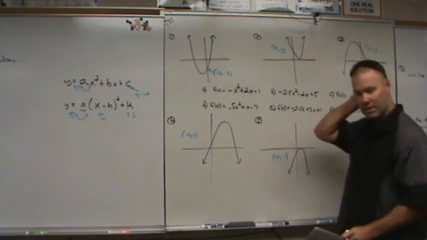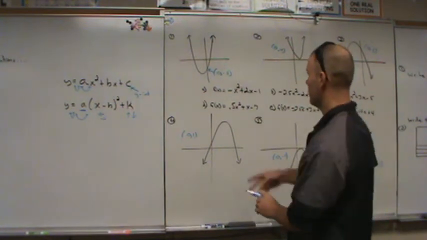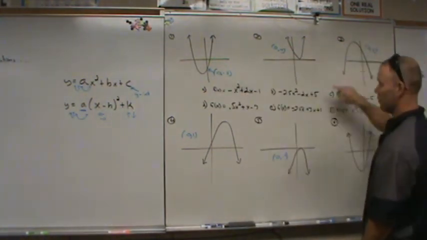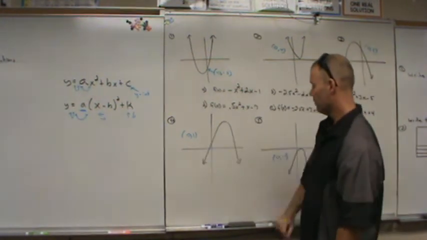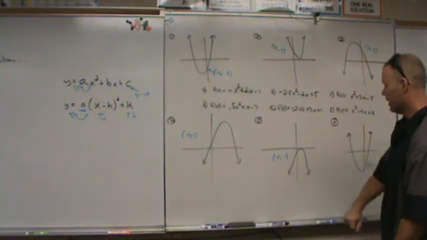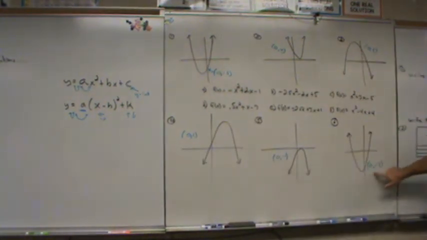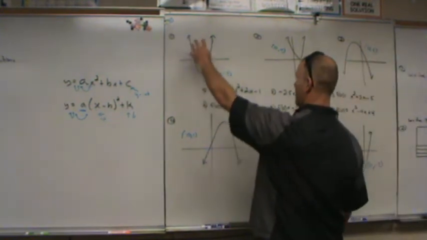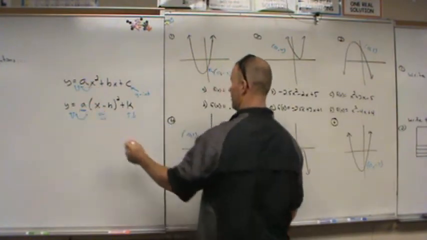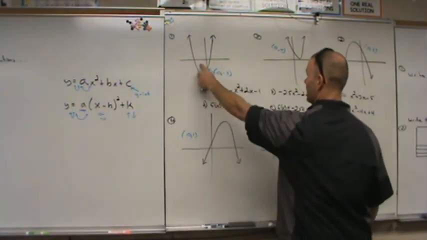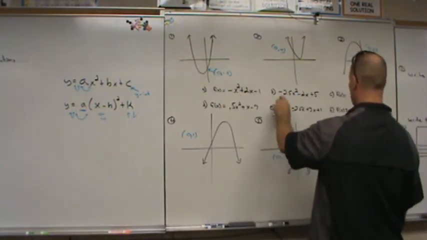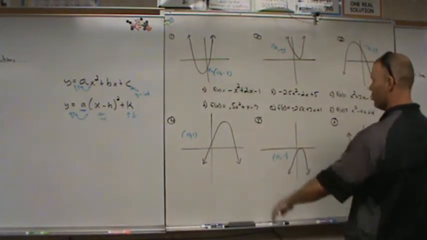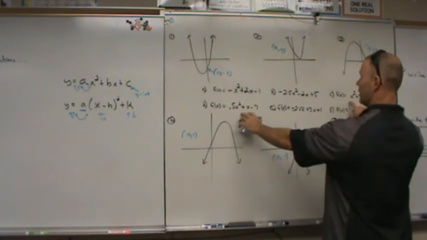Okay, so if you paused it, double check all these. (0, -5), (0, 4), (0, 5) for number 3, (0, 1) for number 4, (0, -1) for 5, and (0, -7) for 6. Well, remember, if my graph opens up, my A value should be positive. So I'm looking for a positive A value. Nope, nope, yep, yep, nope, yep. So I have a few of them that are a possibility.